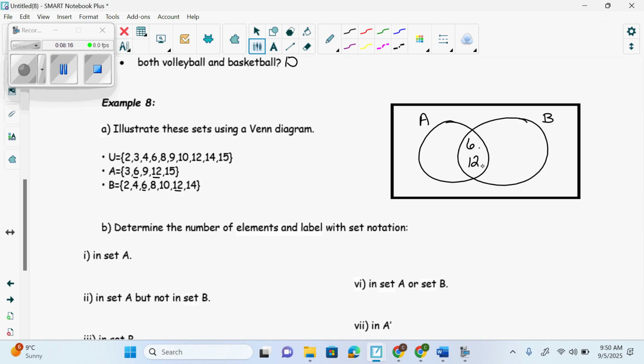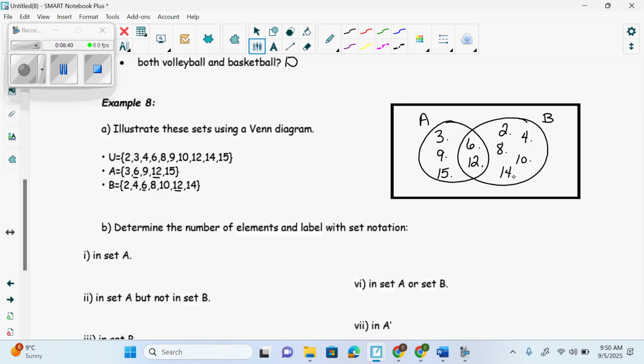Okay, then I want to fill in the ones that are in only A. So what numbers of the ones in A are in only A? 3, 9, and 15, yeah. And then the A circle covers all of the numbers. And then in only B is 2, 4, 8, 10, and 14.